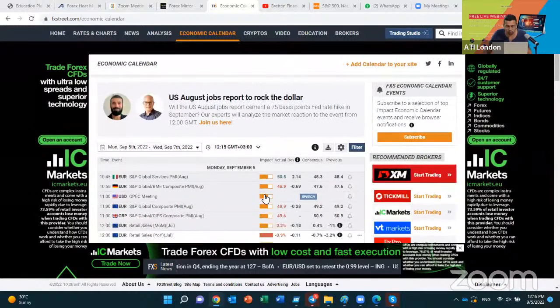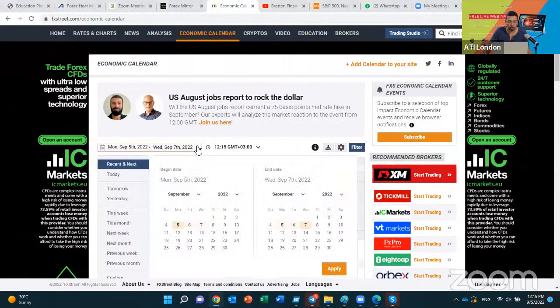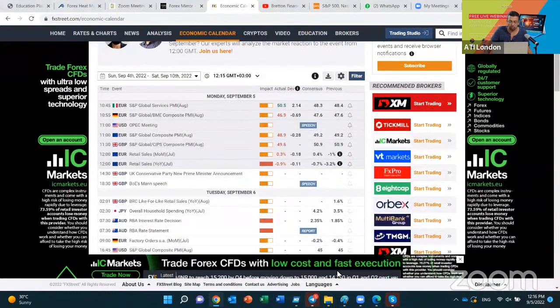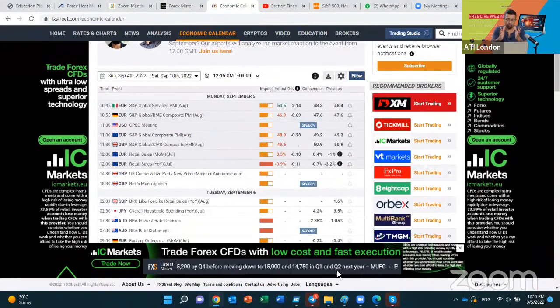Okay, and once you've done that, make sure you have your this week's calendar outline for you, right? So you just click onto this week and click on apply. Then you have the whole week's economic calendar filtered by its importance and volatility. So here you actually have medium and high impact ones.